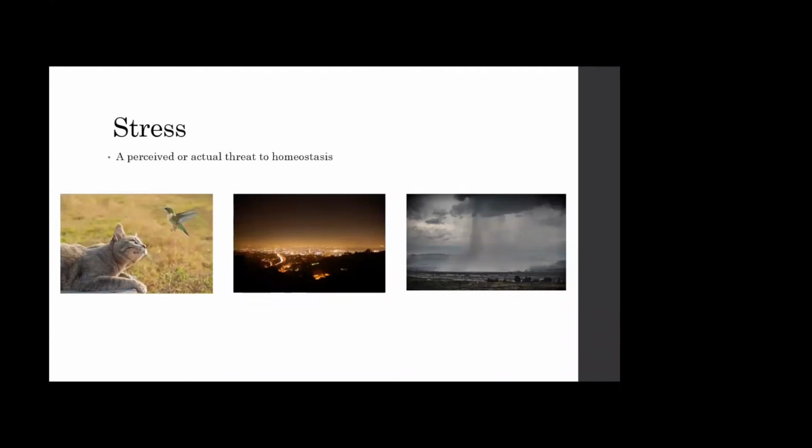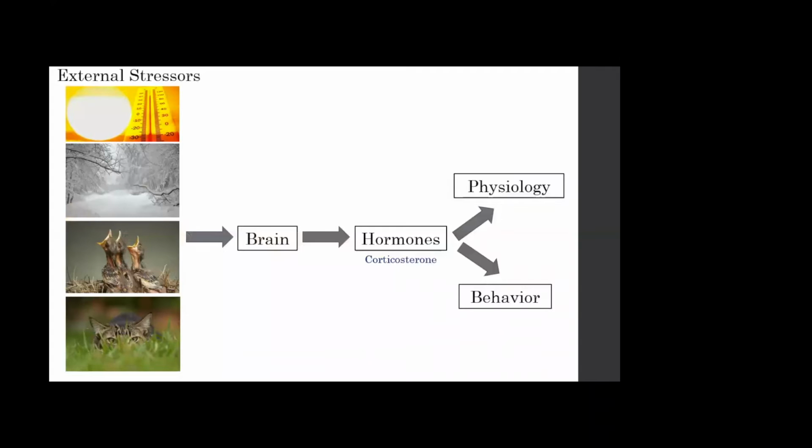Stress is a perceived or actual threat to homeostasis, and stress results in a hormonal response to adjust homeostasis. External stressors such as high or low temperatures, hunger, or predation events register in the brain and result in a cascade of events leading to the release of hormones. The hormone that is released in response to a stressor in birds is called corticosterone. This hormone then affects the behavior and physiology of the individual.